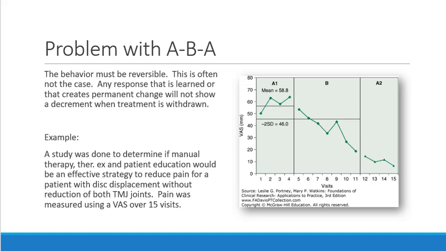And here's an example. A study was done to determine if manual physical therapy, therapeutic exercise, and patient education would be an effective strategy to reduce pain for a patient with disc displacement without reduction of both TMJ joints. Pain was measured using a visual analog scale over 15 visits. Pain was stable during the first baseline period in A1, then showed a decline during the intervention period during B. And even when the intervention was decreased or taken away, there was the continued decline occurring in the second baseline phase. The pain level was clearly decreasing starting at the point of intervention. The treatment was effective, and even removing the treatment did not then cause a reversal.